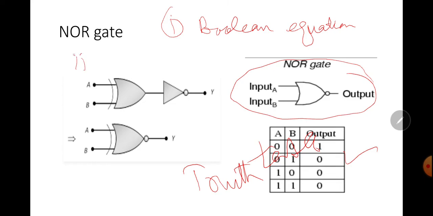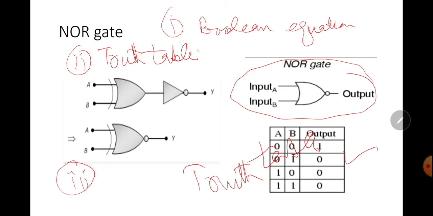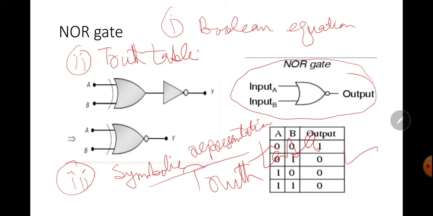The second thing that we must remember is the truth table. The third is symbolic representation. Boolean equation, truth table, and symbolic representation.